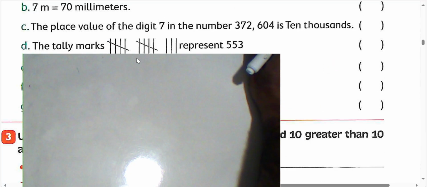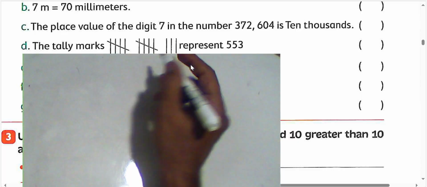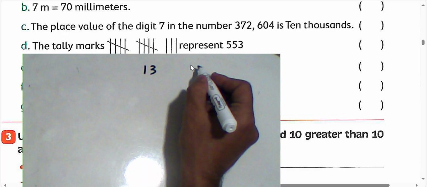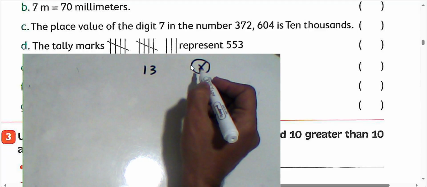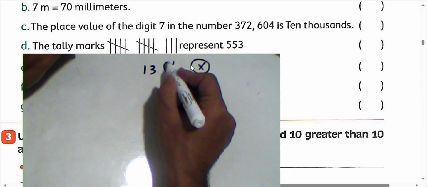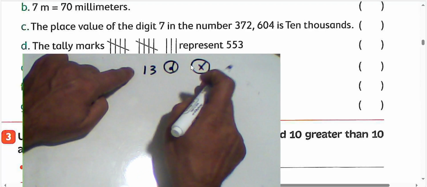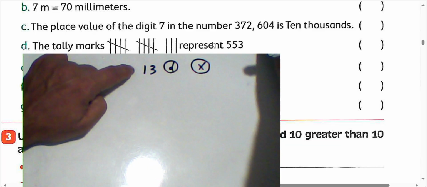The tally marks here: we have 5 plus 5, 10, 11, 12, 13. The result here will be 13. This answer is not correct. For letter D, the answer must be 13. Then you must write false.